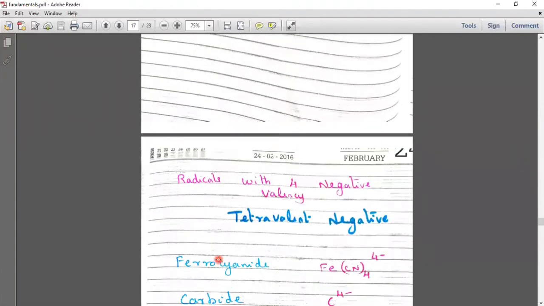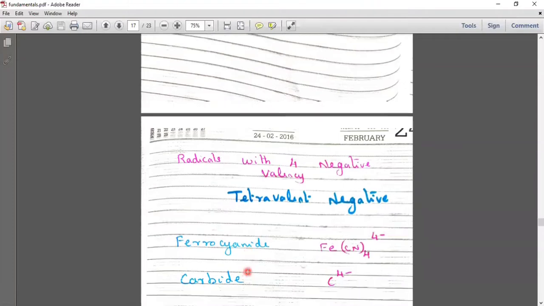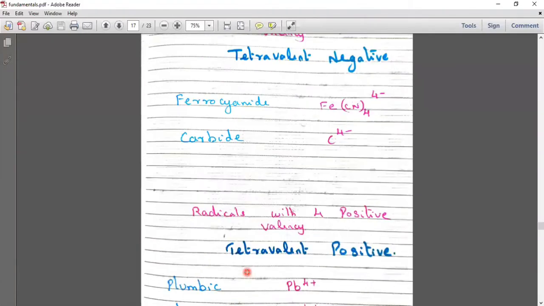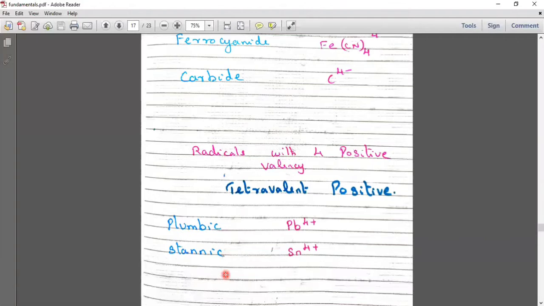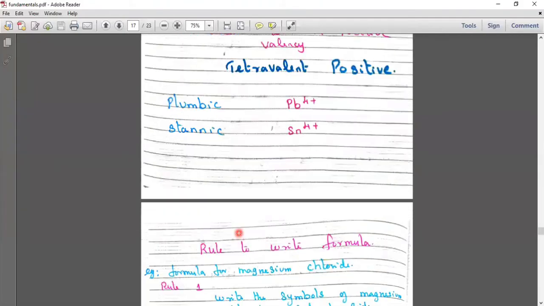Now, tetravalent negative ions. Ferrocyanide Fe(CN)6 4 minus, carbide C4 minus. Tetravalent positive ions: plumbic lead Pb4 plus and stannic Sn4 plus. Pb2 plus means plumbous. Stannous means Sn2 plus. Ic means higher valency, 4.